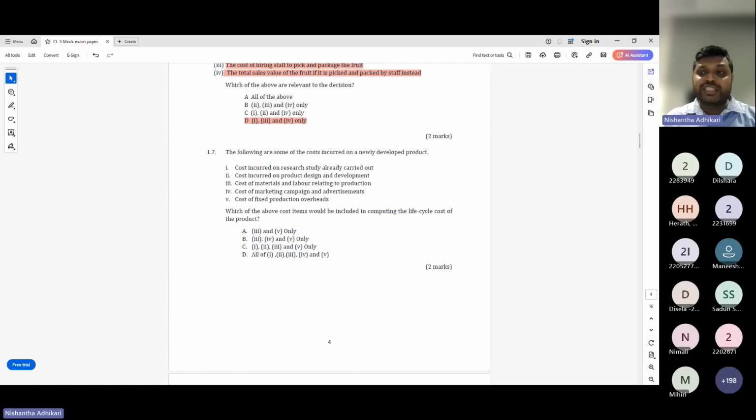Production cost, all advertisement cost, all the costs relevant to the product will be considered when determining the life cycle cost of the product. Therefore, we will read whether these are relevant or not.